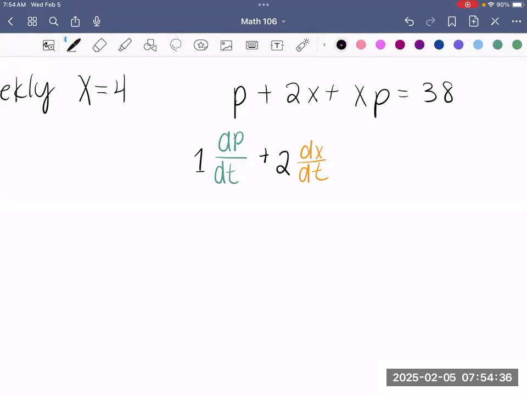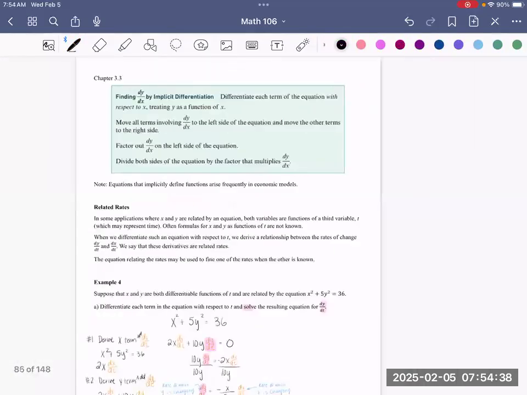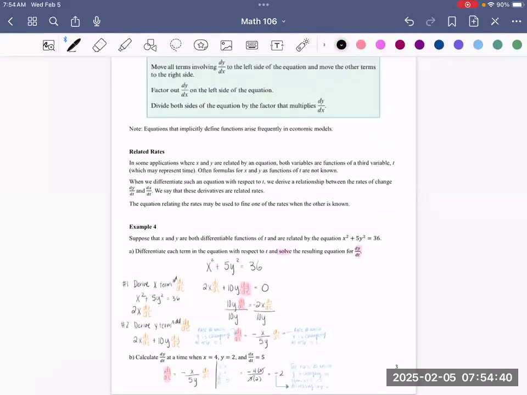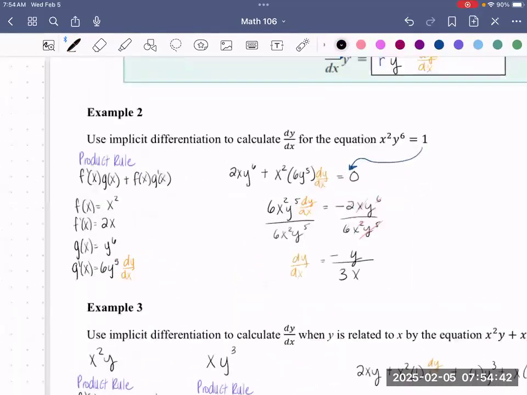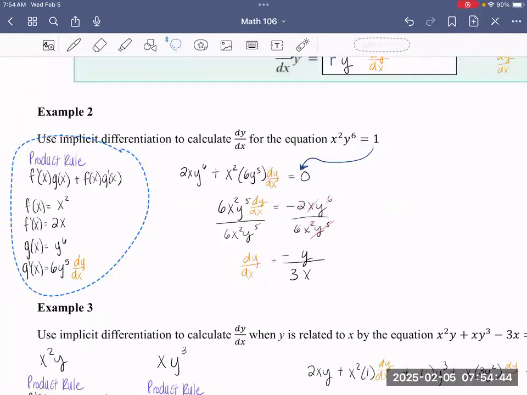Now we do have the product rule here, which I'm going to just go back over here and grab one of my product rules so I don't have to restate it all.